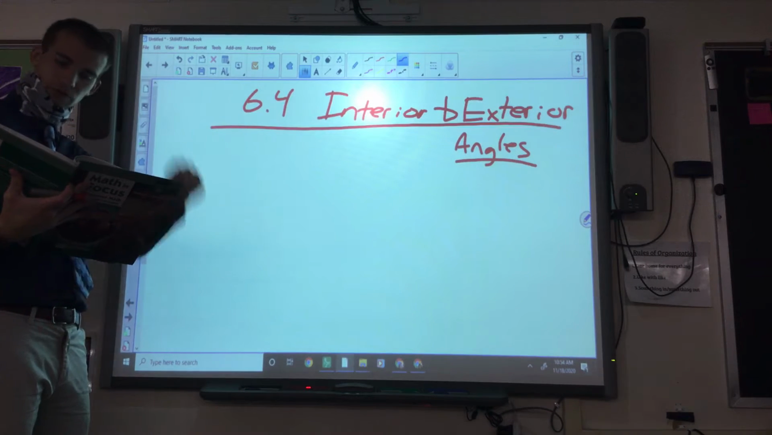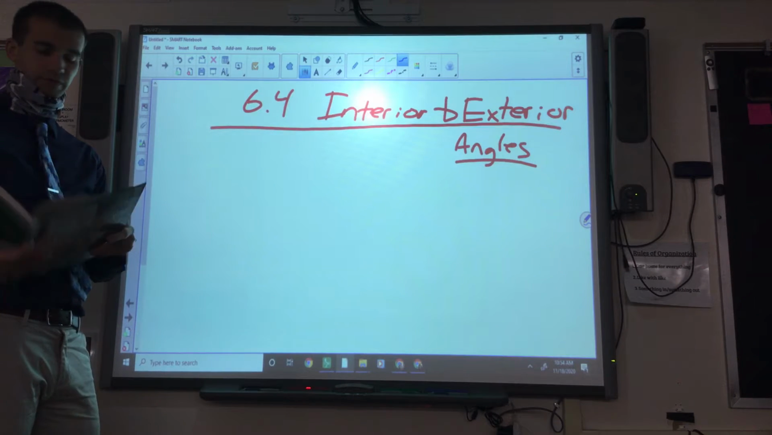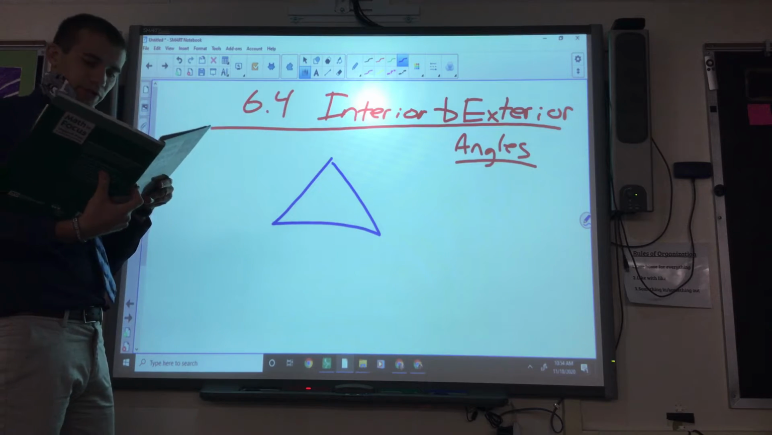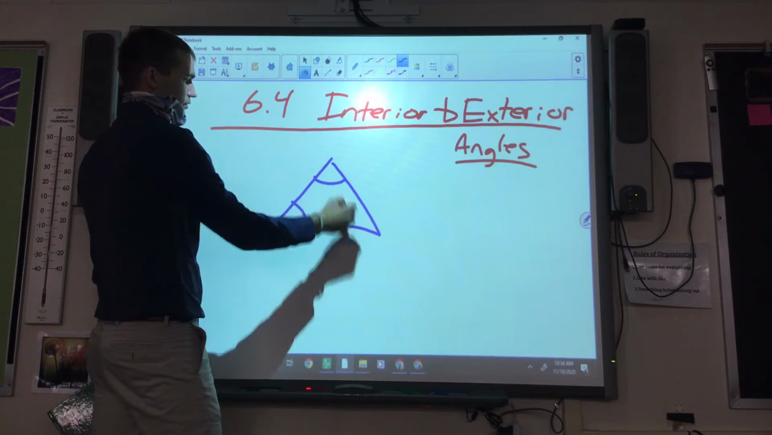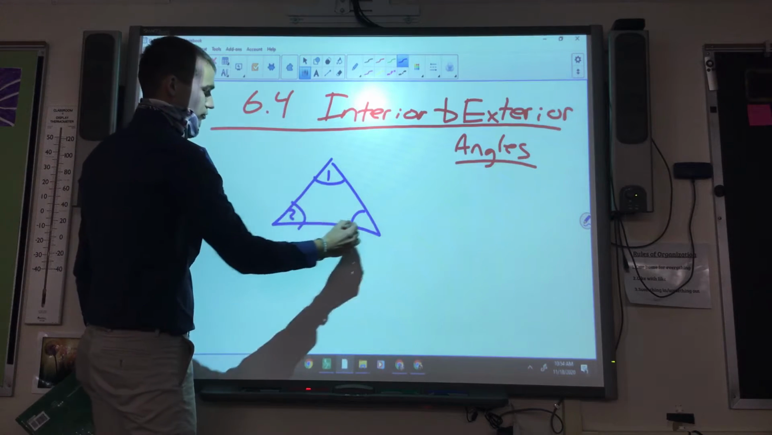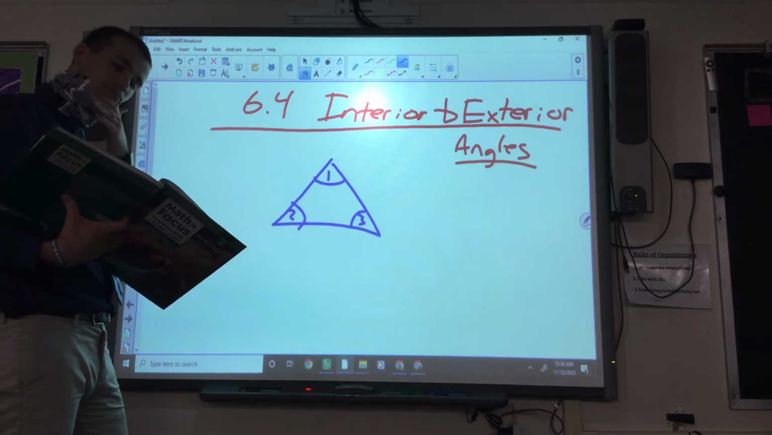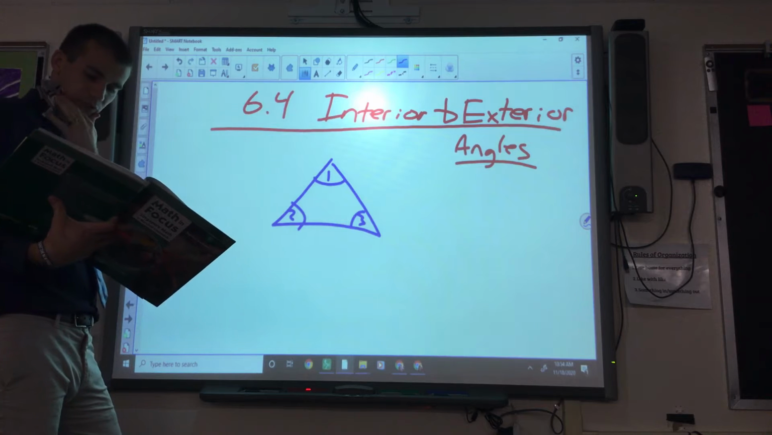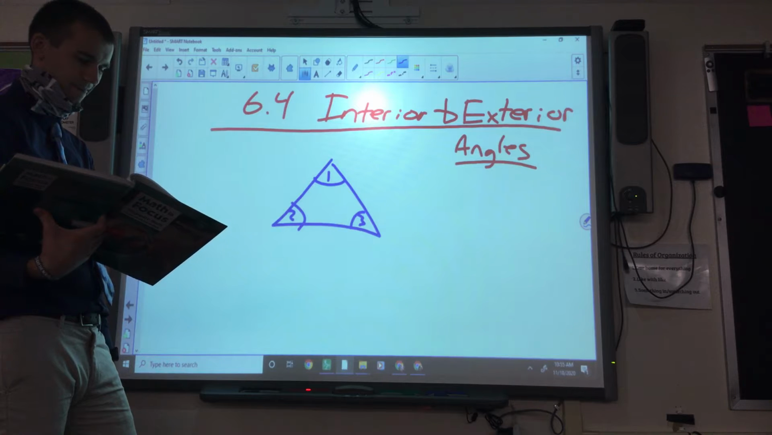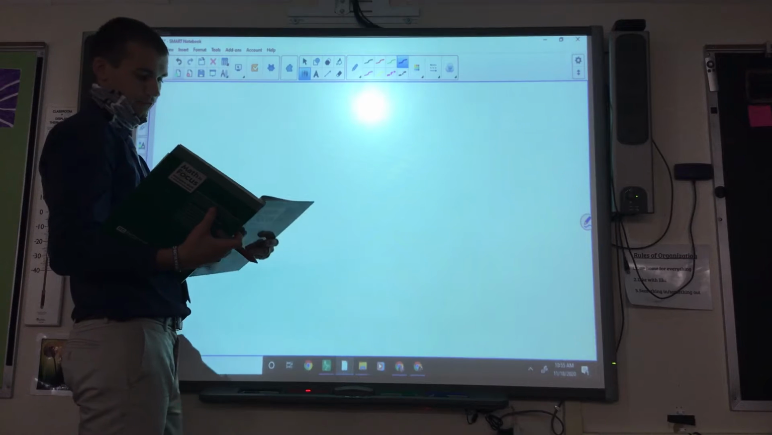Top of page 43. So it says explore and apply properties of the interior angles of a triangle. So think about it. There's our triangle. Let's say angles 1, 2, 3. So if you were to cut out the angles. Yeah, we're gonna skip that part of it. I don't like that part. Let's go to the bottom of page 44 then.